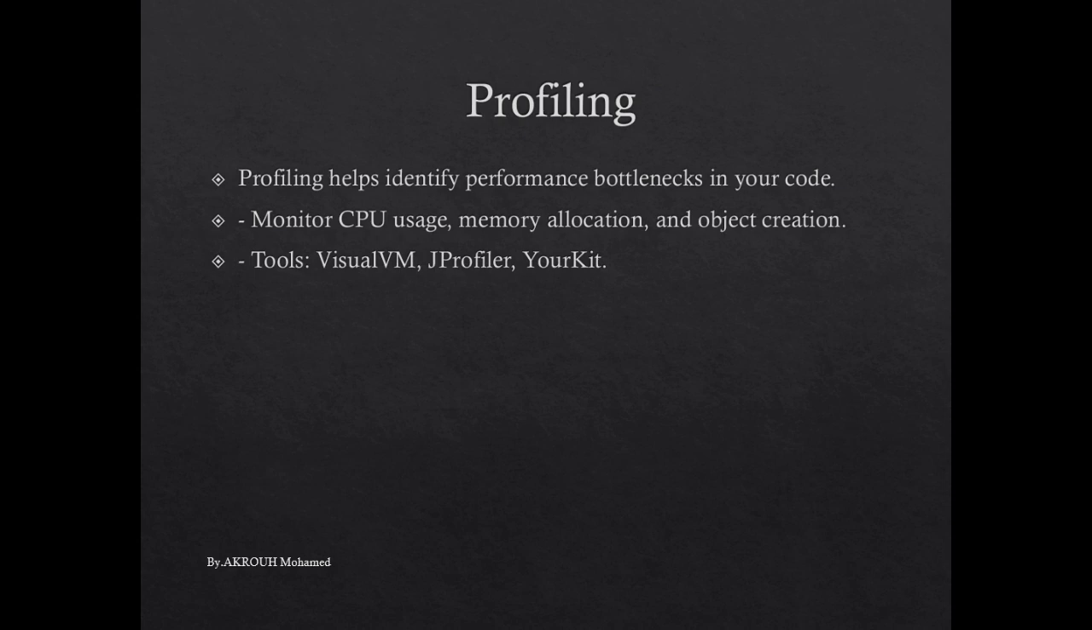Now let's move on to profiling, which is a critical process for identifying performance bottlenecks in your code. Profilers such as VisualVM, JProfiler, and YourKit allow you to monitor CPU usage, memory allocation, and object creation patterns in real time. These tools help you discover hotspots in your code, areas that consume the most resources, allowing you to optimize these critical paths to improve overall performance.